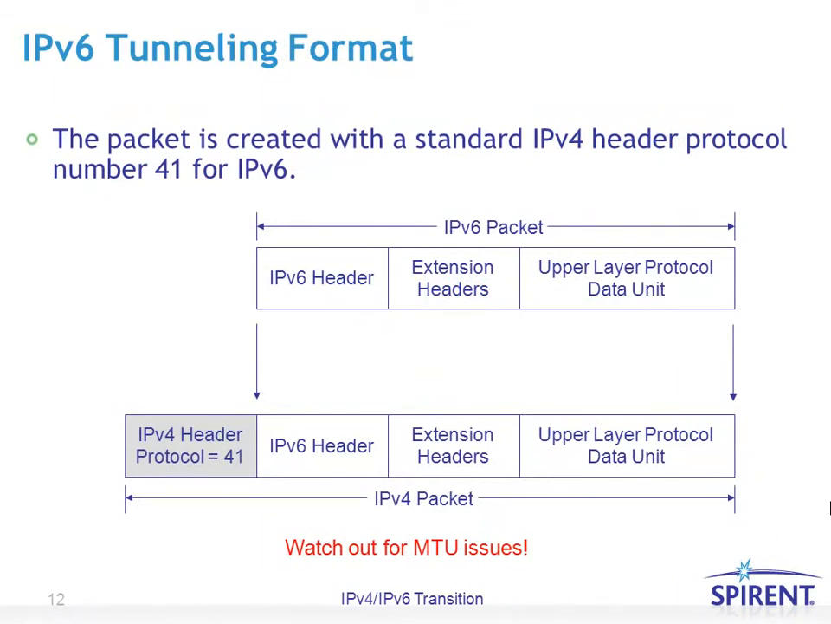So this slide just gives you another example of the tunneling format. So you start out with the original IPv6 header, possibly any extension headers, and then upper layer protocol that is transmitted. And then ultimately it gets encapsulated with an IP version 4 header where the protocol then is set to 41, which indicates that the next protocol header is an IPv6 header instead of, say, TCP or UDP. As you can imagine, since we're just adding another 20 bytes on with an IP version 4 header, for largest packet size, you need to watch out for MTU or maximum transfer unit issues then.